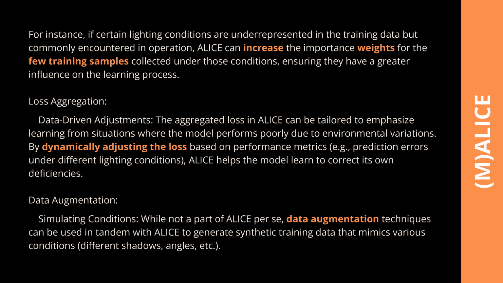Now, loss aggregation: the aggregated loss in Alice can be tailored to emphasize the learning from situations where the model performs poorly due to environment variation. By dynamically adjusting now the loss based on the performance metric, for example to predict the errors under different lighting conditions, Alice helps now our model learn to correct its own deficiencies.